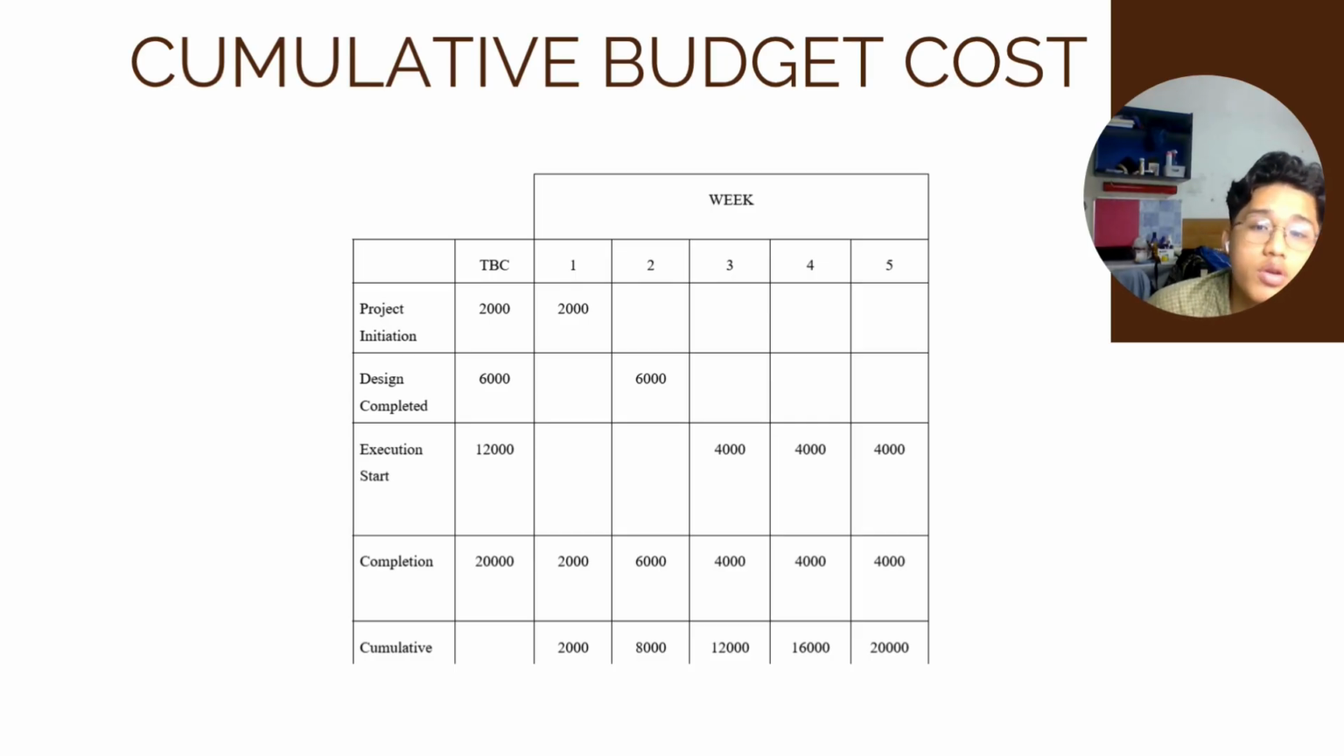In week four, we will use another 4,000. So the cumulative is 16,000. Lastly, in week five, we will use 4,000 also, and the cumulative is 20,000.